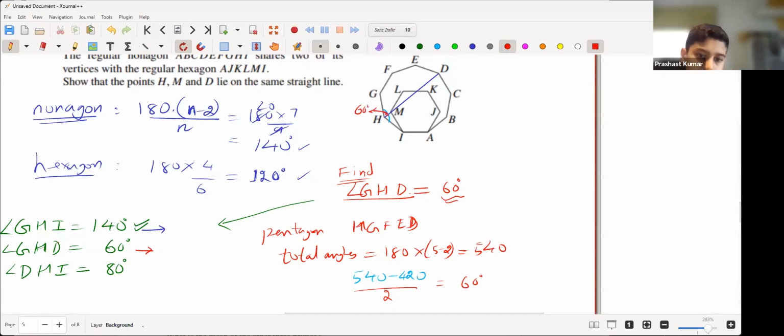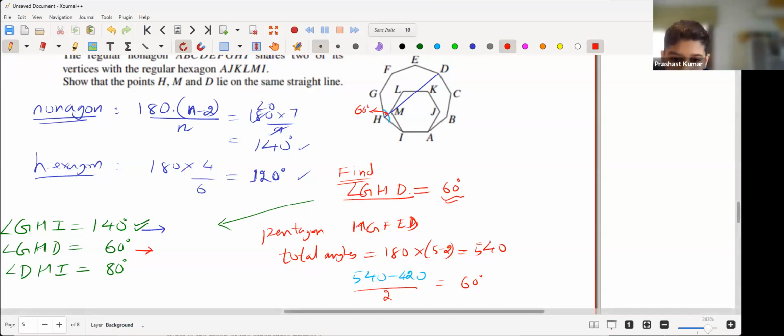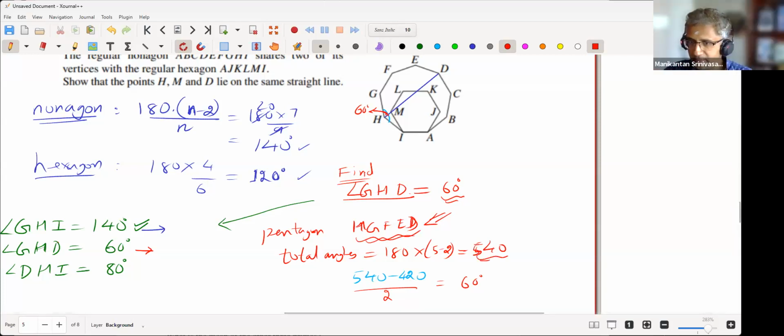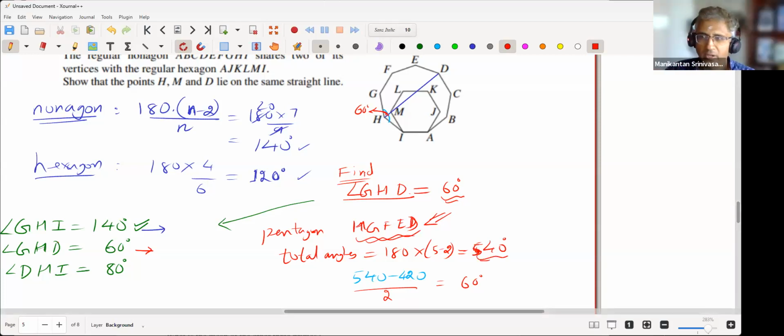Can you just verify once more, confirm it once, why that 60? Yes. So he's considering the upper pentagon, the top pentagon HGFED. In that pentagon, the sum of all the angles is 540 degrees. In any pentagon, the sum of the angles is 540, which is 180 times (n minus 2).